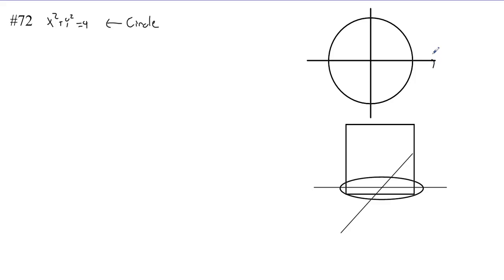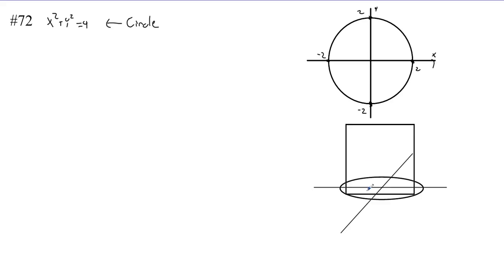And so on my x and y-axis, this is going to be a 2, this will be a 2, this will be a negative 2, and this will be a negative 2. All right. And so what it wants me to do is use this function as the base of a bunch of squares.